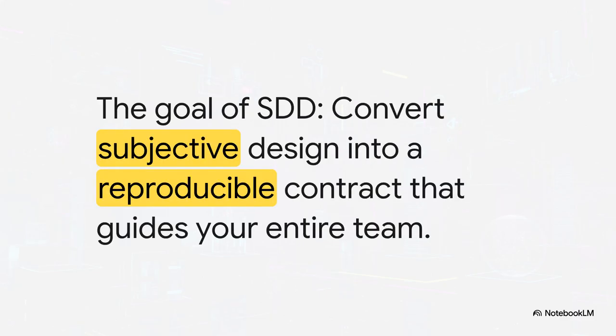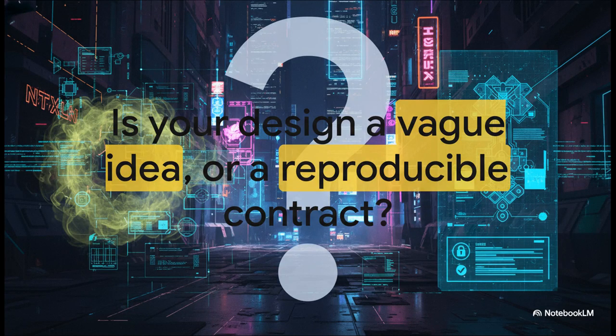Because ultimately, this is what it all comes down to. The entire goal of specification-driven development is to take those subjective, fuzzy design ideas and convert them into a concrete, reproducible, and testable contract that guides your entire team. So, I'll leave you with this final thought. Take a look at the feature you're working on right now. Is its design just a vague idea, maybe floating in a document somewhere? Or is it a reproducible contract that you can actually prove is working correctly today and a year from now?